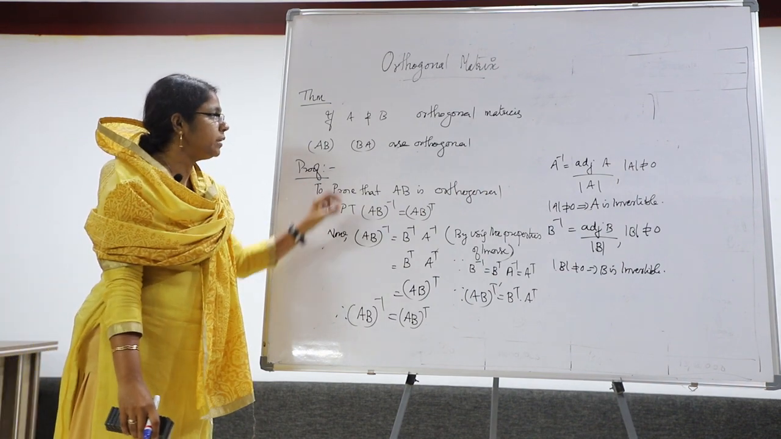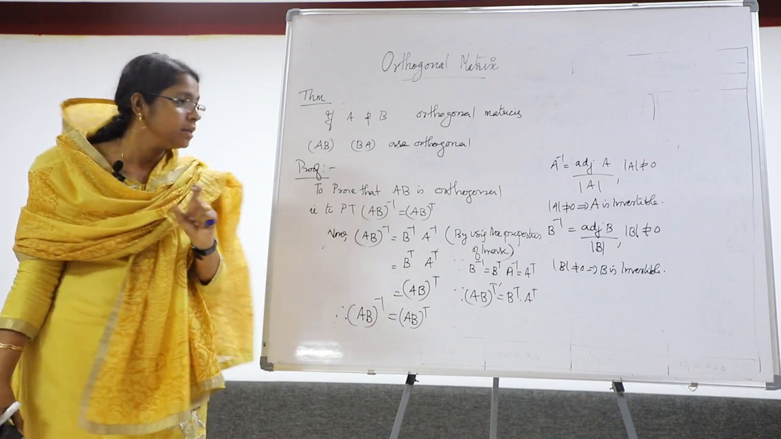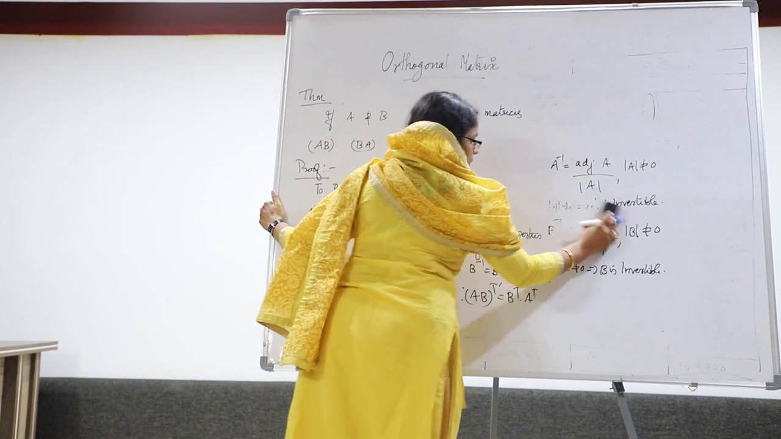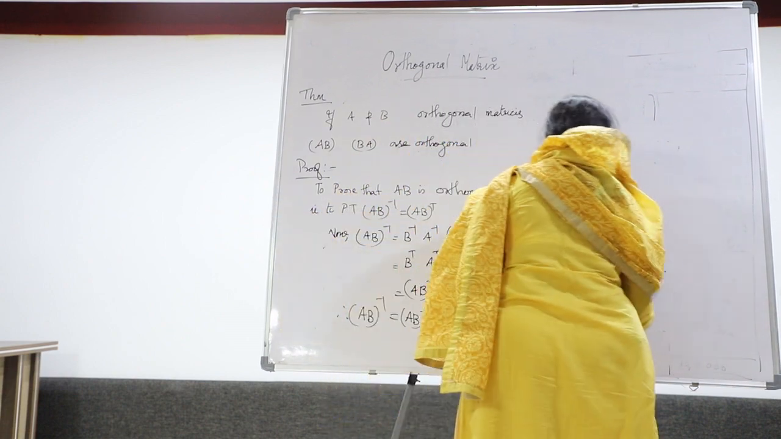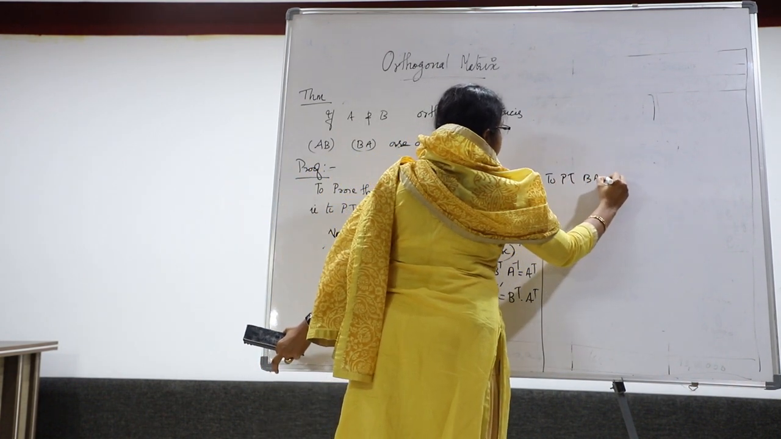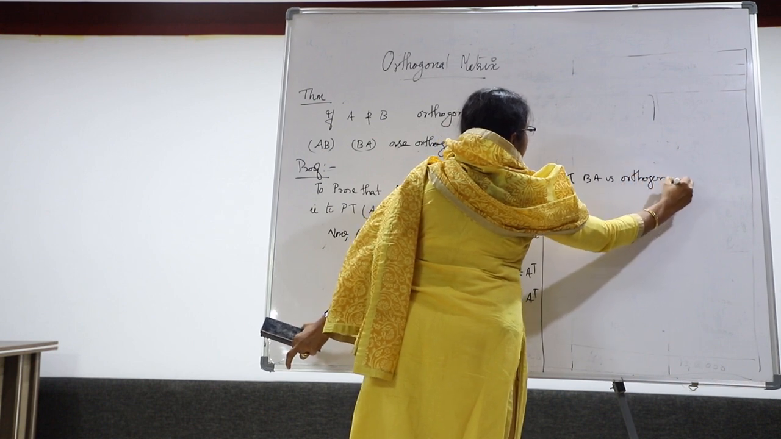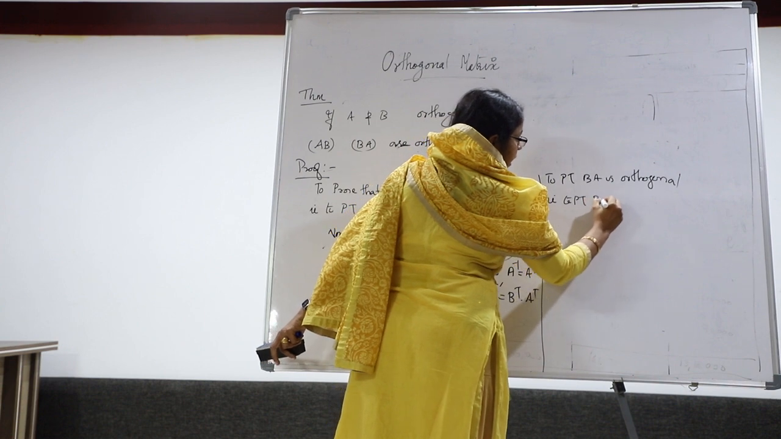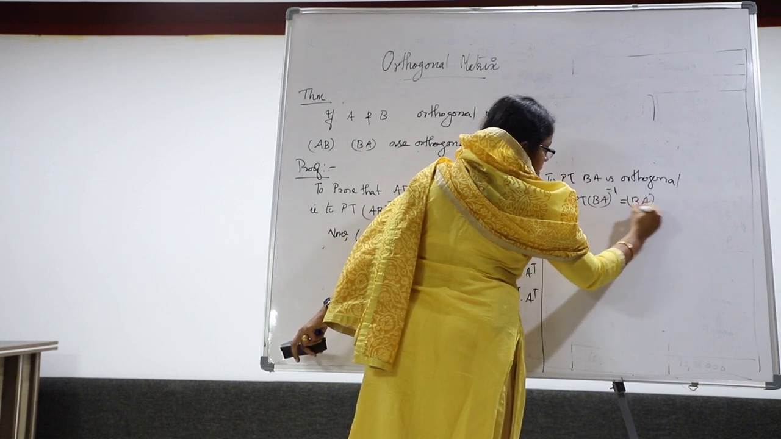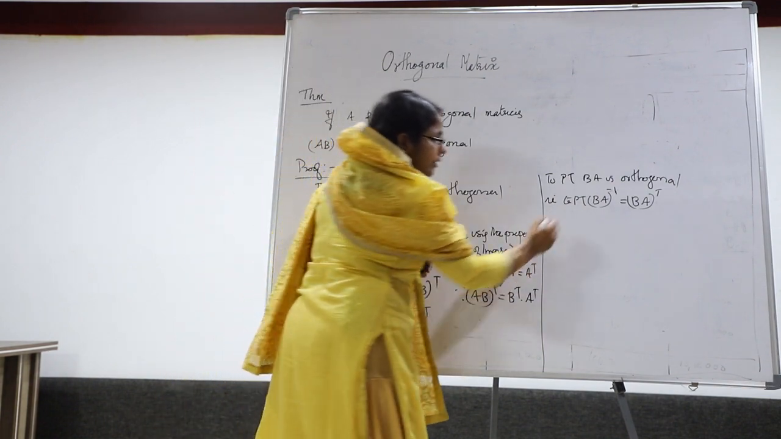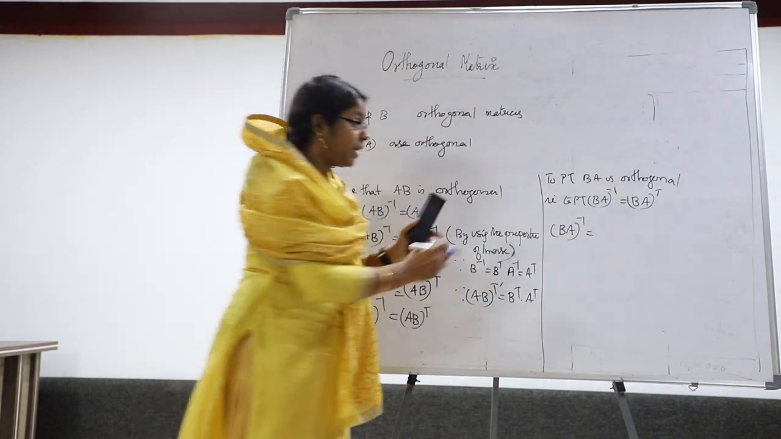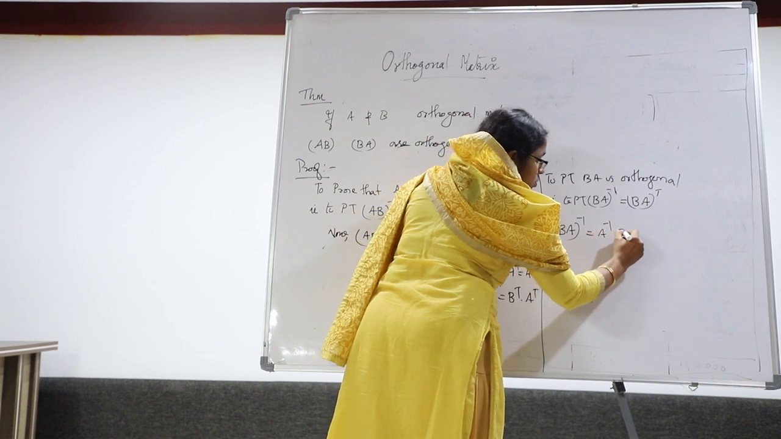Then, similarly, we can prove that the product BA is also orthogonal. That means we have to prove that BA the whole inverse is equal to BA transpose. Then to prove that BA is orthogonal, that is to prove that BA the whole inverse is equal to BA transpose. Okay, in the same procedure, take the LHS. We have BA the whole inverse is equal to, by using the properties of the inverse again, we can reverse the inverses. That means A inverse into B inverse.